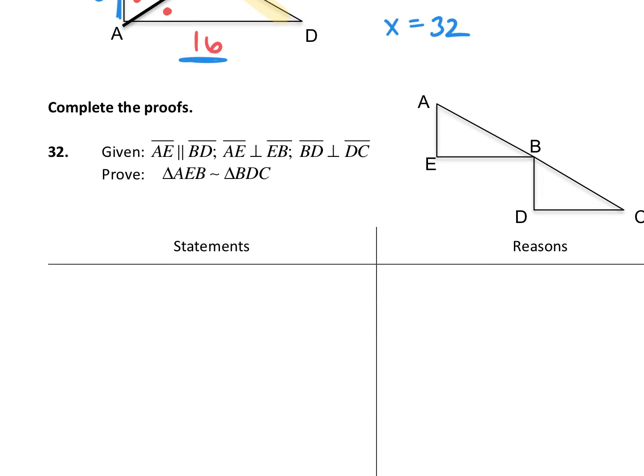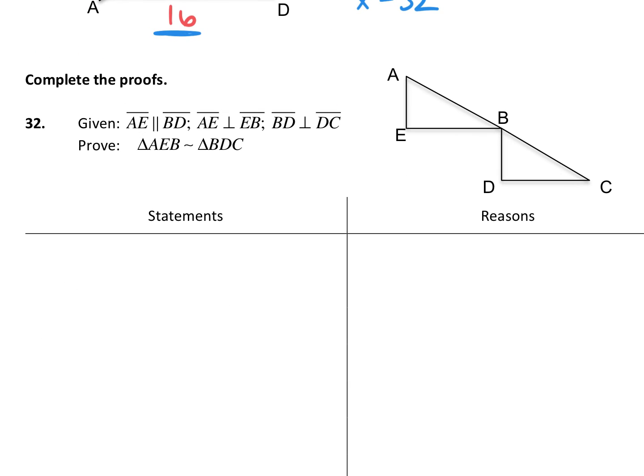All right, let's go ahead and look at proof number 32. We know that AE is parallel to BD. We know that AE is perpendicular to EB, and that BD is perpendicular to DC. We're trying to prove that these two triangles are similar. Well, we already have two right angles, and we already know that those are going to be congruent, right, since they're both right angles. So we don't know anything about a side, so I'm guessing the other thing that's probably going to be pretty useful here is to know that another angle is congruent.